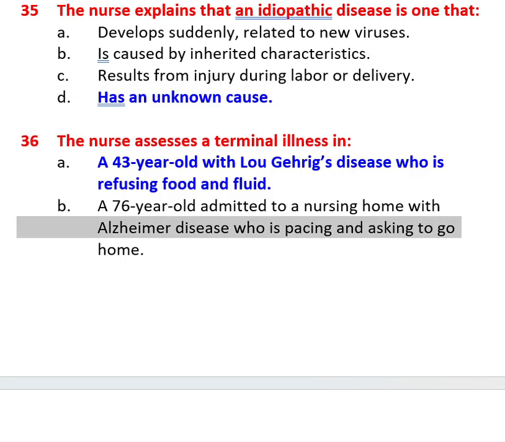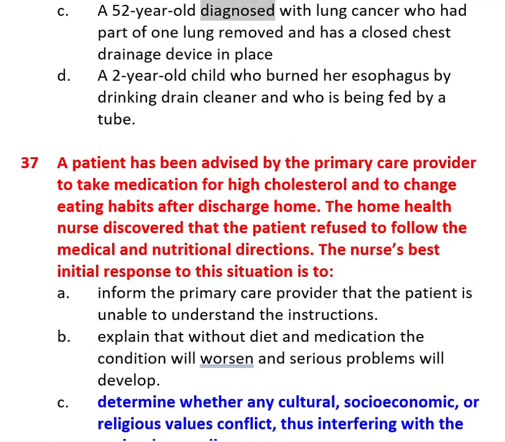36. The nurse assesses a terminal illness in a 43-year-old with Lou Gehrig's disease who is refusing food and fluid. A 76-year-old admitted to a nursing home with Alzheimer's disease who is pacing and asking to go home. A 52-year-old diagnosed with lung cancer who had part of one lung removed and has a closed chest drainage device in place. A 2-year-old child who burned her esophagus by drinking drain cleaner and who is being fed by a tube.